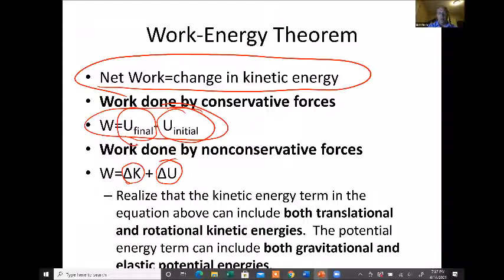An important note here. It's important to realize that the kinetic energy term in that equation can be translational kinetic energy, rotational kinetic energy, or both. If we have a tire rolling down a hill or something like that, it could be both. And when we're dealing with potential energy, it could be gravitational potential energy and elastic potential energy, one or the other, or both, depending on the problem.